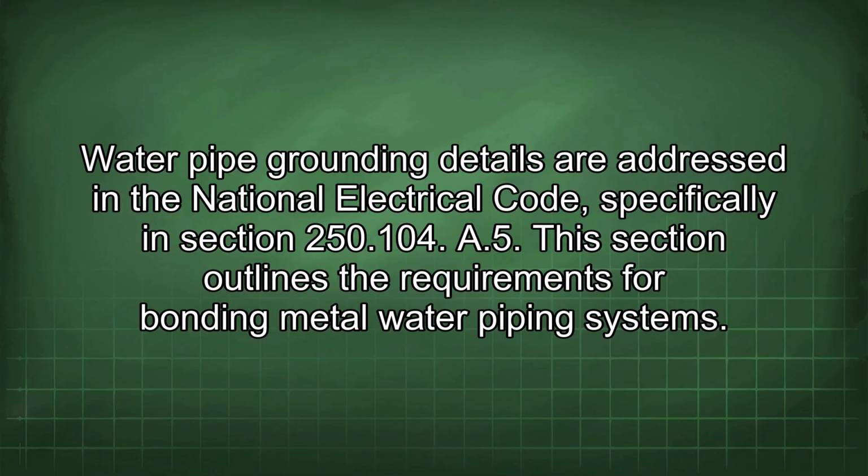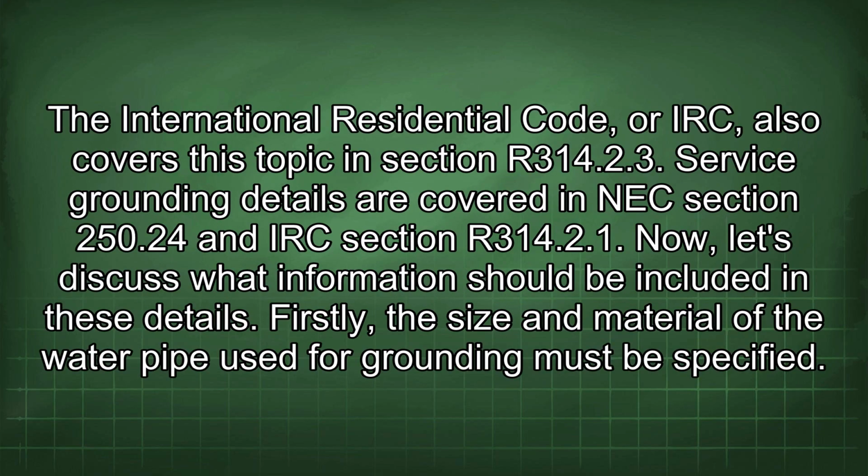Water pipe grounding details are addressed in the National Electrical Code, specifically in Section 250.104(a)(5). This section outlines the requirements for bonding metal water piping systems. The International Residential Code, or IRC, also covers this topic in Section R314.23. Service grounding details are covered in NEC Section 250.24 and IRC Section R314.21. Now, let's discuss what information should be included in these details.